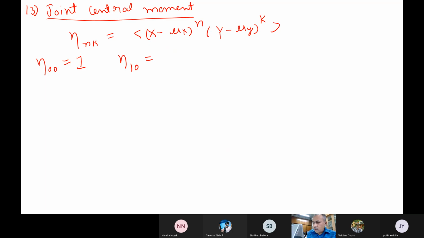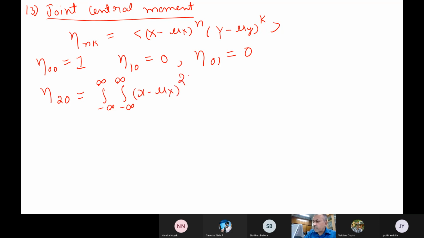So it is 0, you can prove it. So eta 01 also will be 0 itself. And now we can find out what is eta 2 comma 2 0 actually. So this will be the integral from minus infinity to plus infinity, minus infinity to plus infinity of x minus mu x whole square, and the other one is 0 power so it will be 1, times pxy, x comma y dx dy.